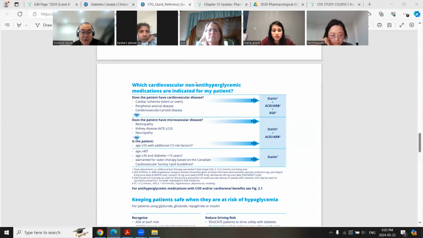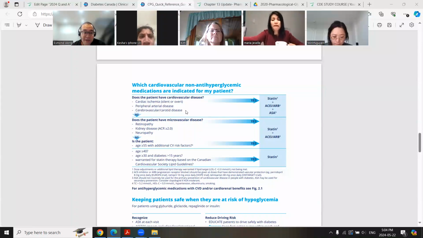What's important is that you start from the top, because if you start from the bottom, it's like, okay, they're not over 40, therefore they don't need anything. But no, if they've had a cerebrovascular accident, cardiac attack, or stroke, then even if they're under 40, they would be on a statin, an ACE or an ARB, and an ASA. So you start from the top and go to the bottom.